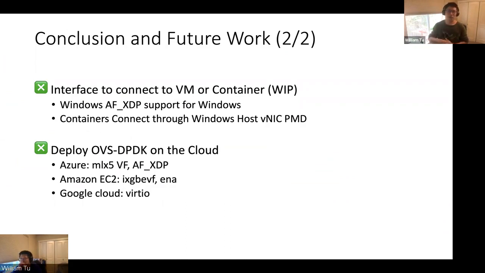I tested on Amazon EC2, and the only thing that works is ixgbevf. ENA is still not supported in DPDK yet. For Google Cloud, most of the devices are VirtIO devices, and there are patches on the DPDK mailing list, but it's still work in progress.